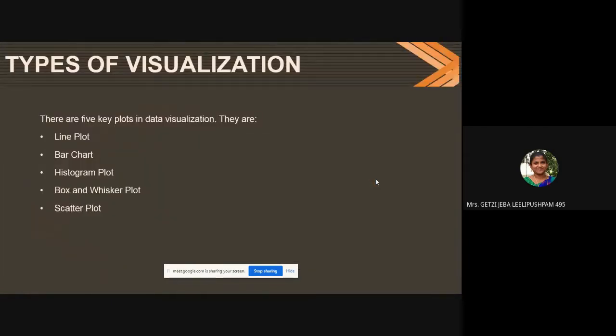There are many visualization techniques available in Python, in data science, using many libraries. Matplotlib is one library and Seaborn is another library. There are many libraries available to do it. But the five important plots that everybody should know are line plot, bar plot, histogram, box plot, then scatter plot. One by one we will discuss what every plot is and where we use those plots.